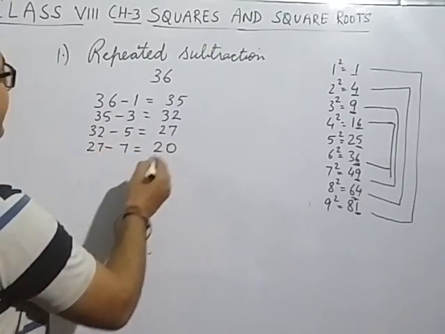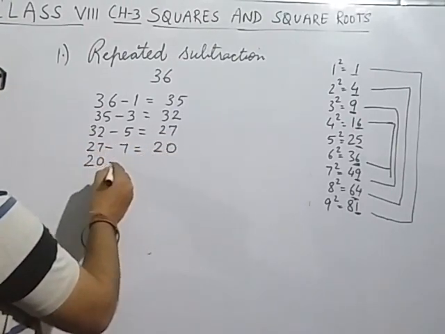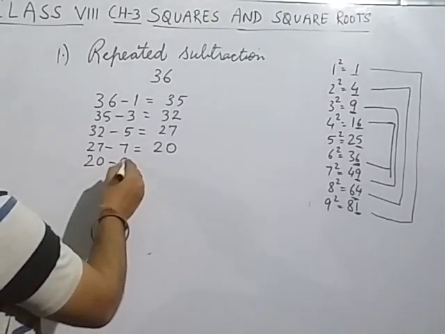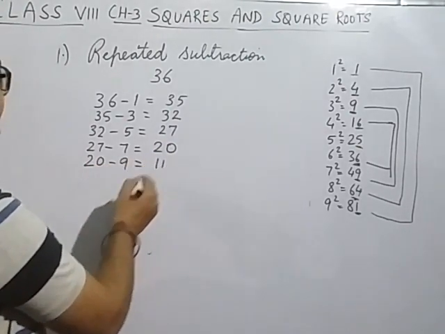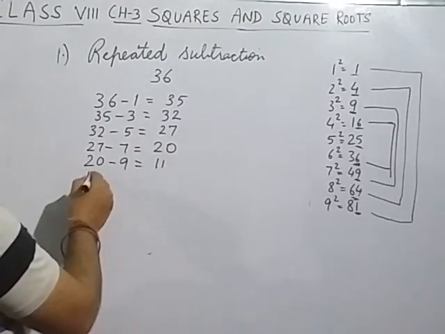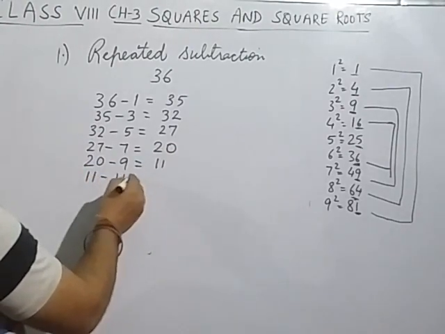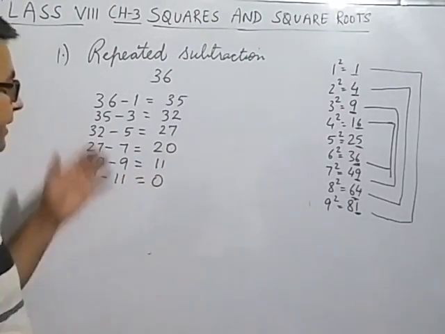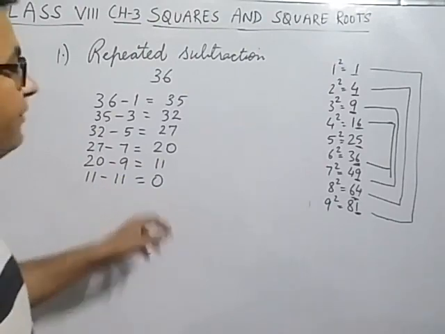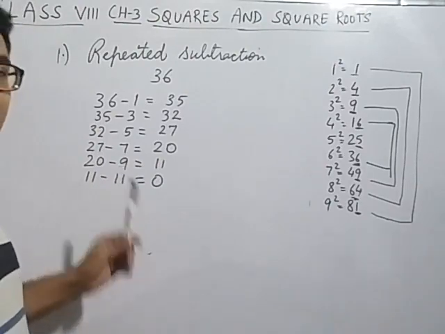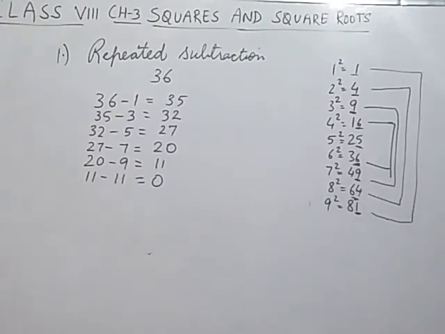Answer is 20. Now from 20 I will subtract another odd number, that is 9. Answer is 11. Now from 11 I will subtract the next odd number, that is 11. So I will repeat the process till I get the final result 0. Okay. After this I will count the number of steps till the final result is 0.